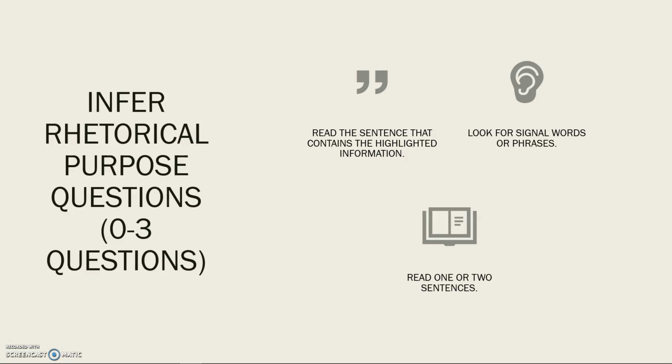And here we have some of the strategies that you can use to answer this section of the TOEFL iBT test. First, you have to read the sentence that contains the highlighted information. Look for signal words or phrases, for example, rather than, which establish a relationship between the highlighted words and other ideas. Then you have to read 1 to 2 sentences around the key sentence to clearly understand the relationship between the highlighted words and the other ideas being presented.